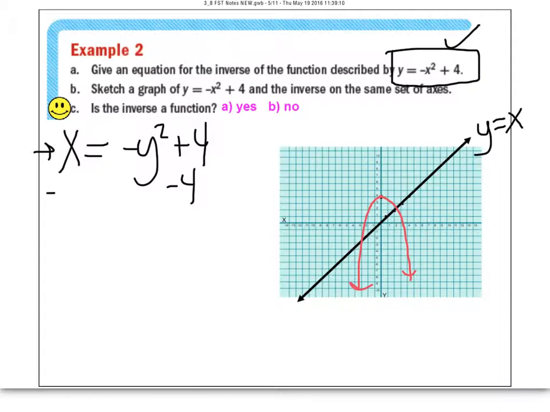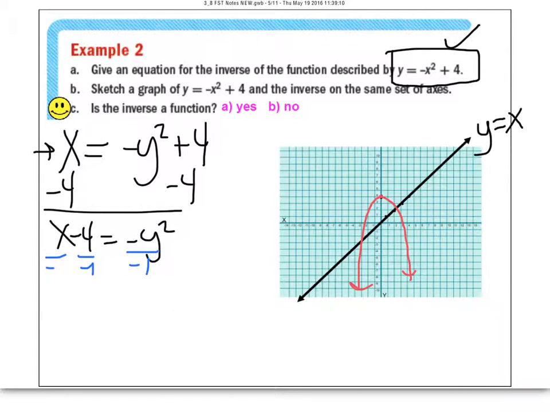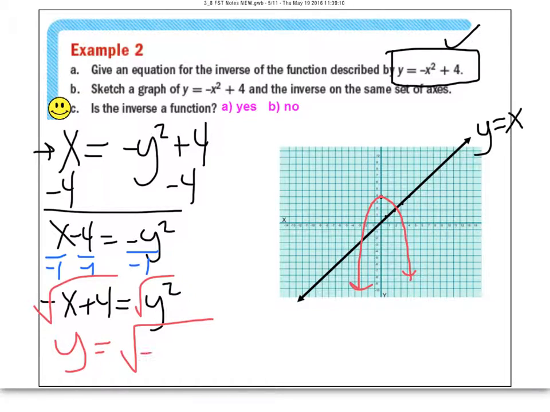To do that, subtract 4 from both sides. We're going to have to get rid of that negative, so divide everything by -1. So we have -x plus 4 equals y squared. To get rid of the squared, take the square root, which will leave me with y equals the square root of -x plus 4.